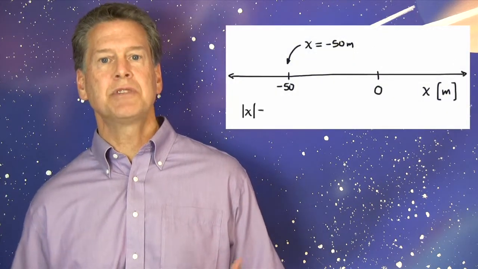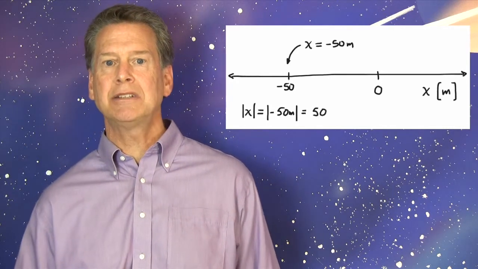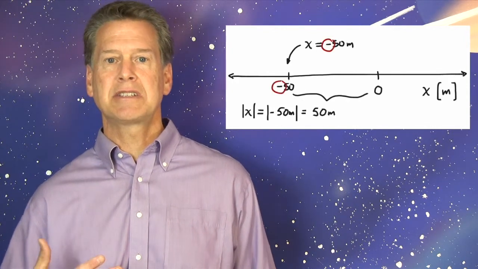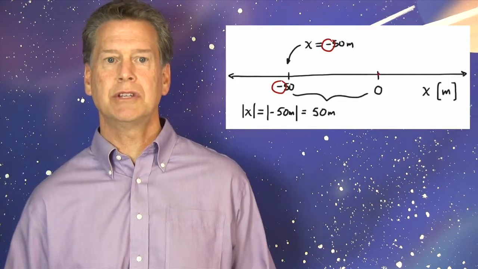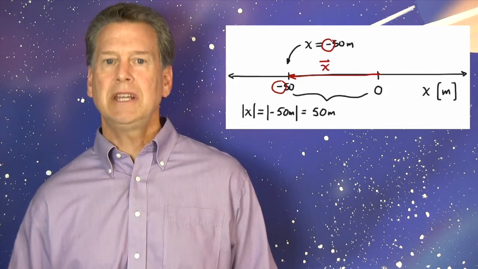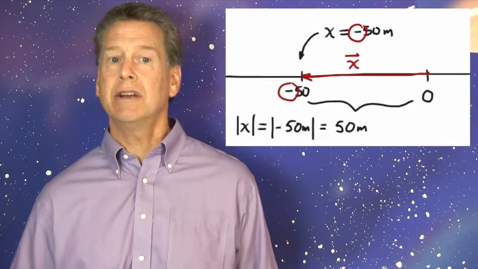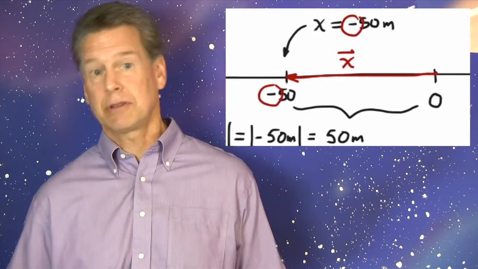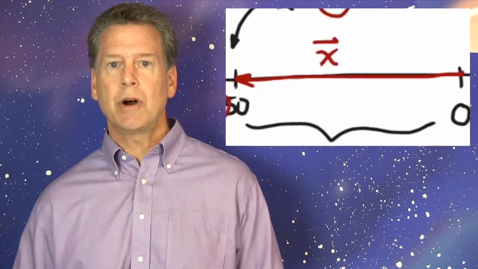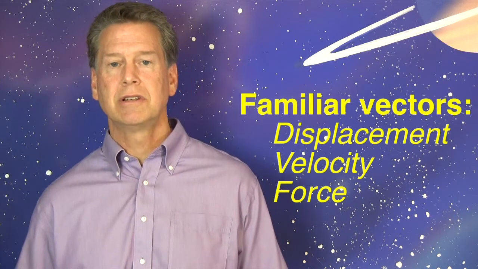Consider the position x equals negative 50 meters. Notice that the absolute value of x tells us the magnitude of its distance from the origin, and the sign of x, positive or negative, tells us the direction of x relative to the origin. This means that x is a vector quantity, meaning it can be represented by an arrow. Any physical quantity that, like an arrow, has both magnitude, that is length or size, and direction is a vector quantity. Position is a vector quantity. As we shall see, so are displacement and velocity and force, and there are many others.